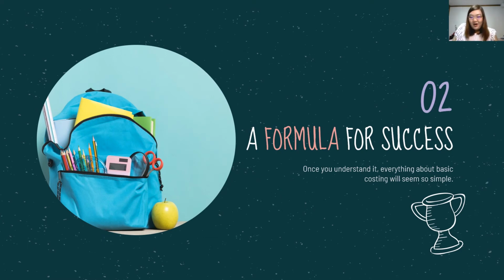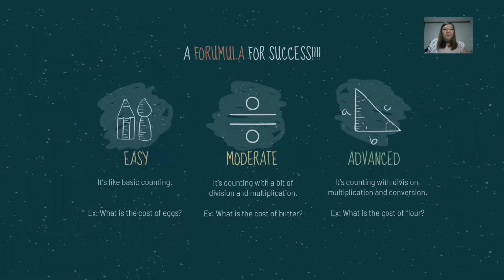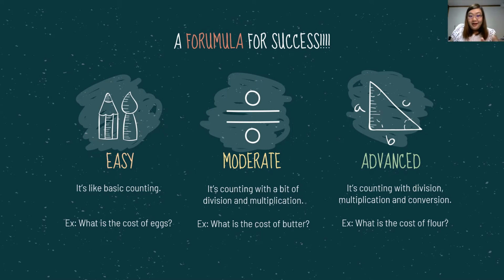We call it the formula for success. Once you understand it, everything about basic costing will seem easy. There are three formulas for success. The first one is easy. It's like basic counting. An example of this would be, what is the cost of eggs? When we ask you what is the cost of eggs, you would just ask how much is it per piece, and then you will add them up. Simple, right? Very simple. It's like basic counting.